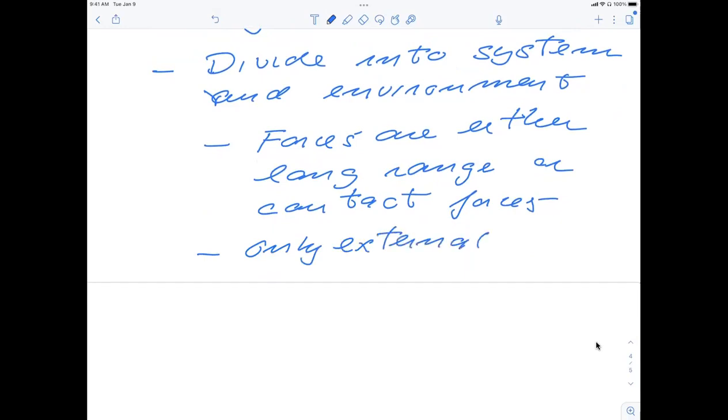So what does that mean? It means that when we are looking at the system, we are not going to look at what we call internal forces. If you look at an atom, you could think of the internal forces between the electrons in an atom. We are not going to look at those. We will think of an atom as one body.